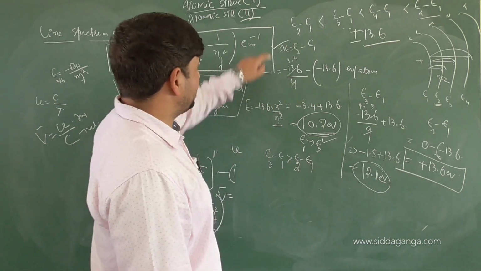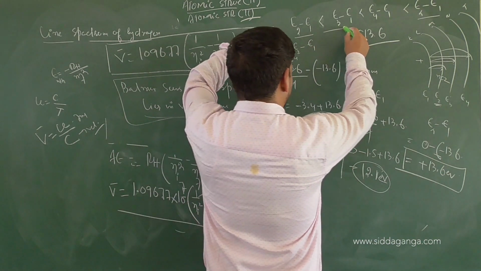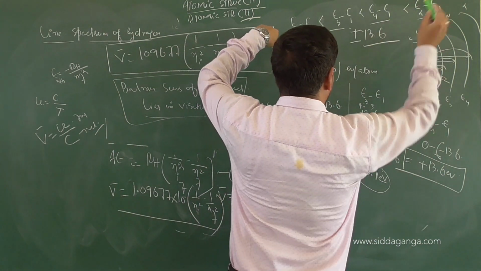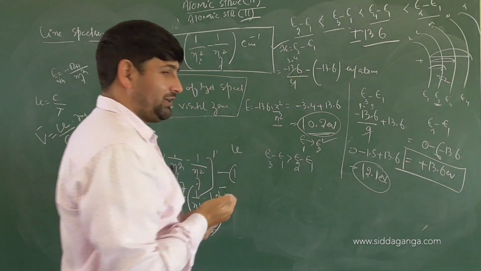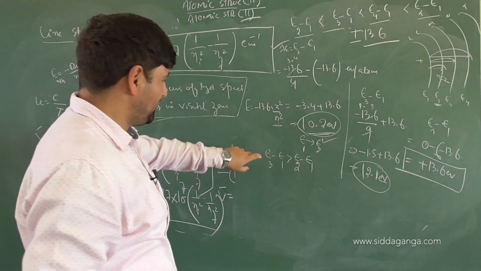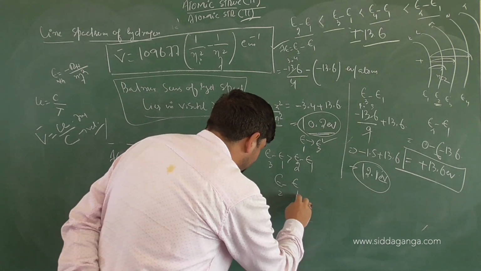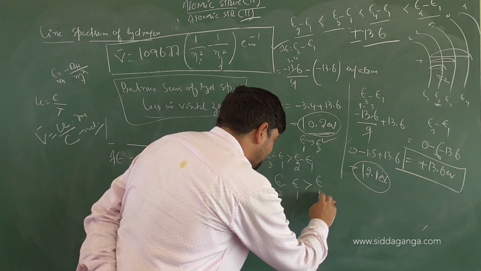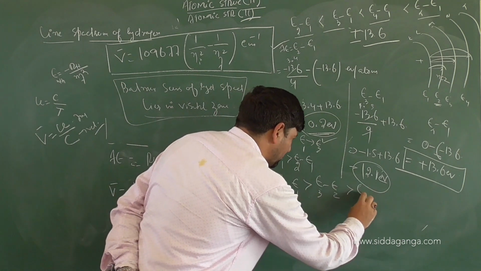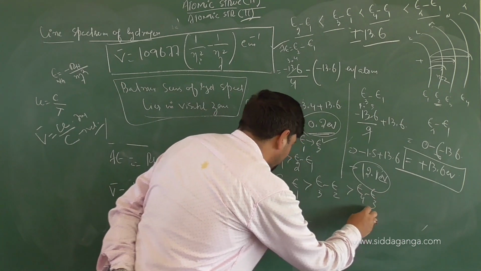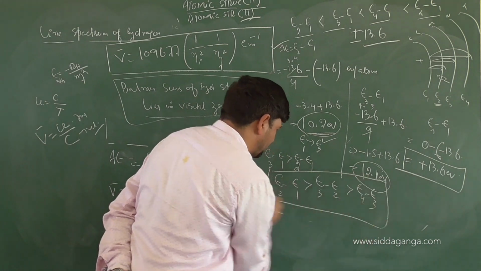So that proves the equation: E2 minus E1 is less than E3 minus E1, less than E4 minus E1, less than E infinity minus E1. Now other things should be very clear to all of you. What is that equation? Children, E2 minus E1 will be more than E3 minus E2, and that will be more than E4 minus E3. When you do the mathematical part of that, you will understand it very clearly.